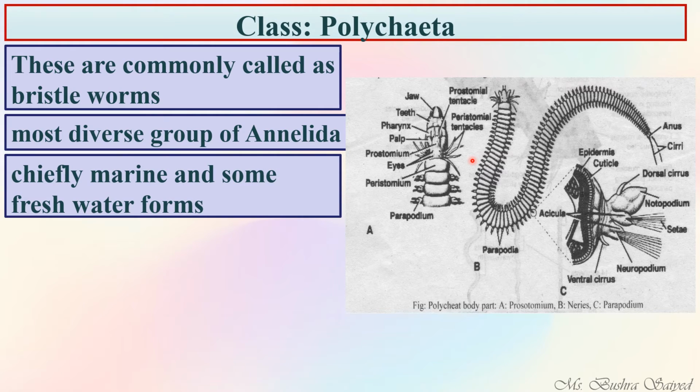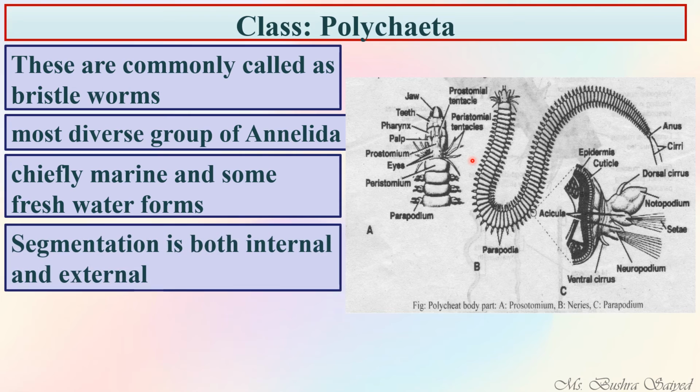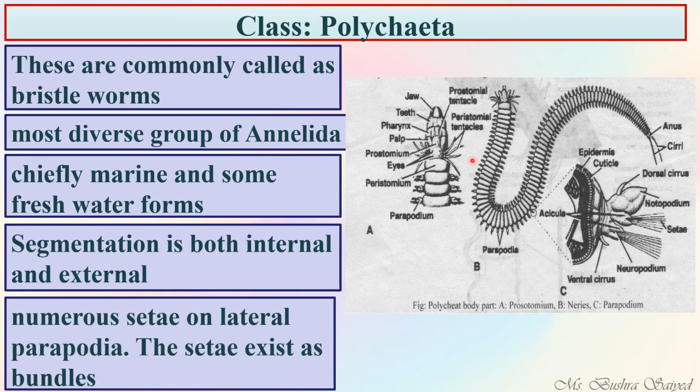Chiefly marine, and some freshwater forms are present. Segmentation is both internal and external. They have numerous setae on lateral parapodia. We know that setae arise over the parapodia, so over the parapodia, too many setae are present, as you can see in the diagram, how clearly they are visible from their surface.